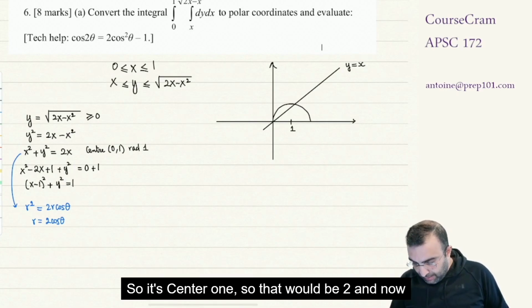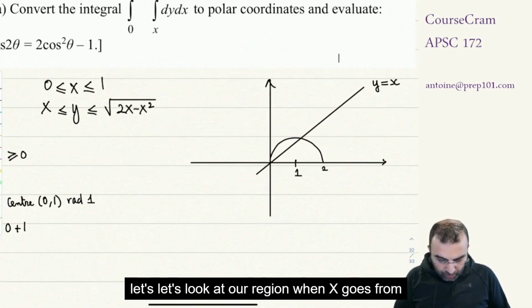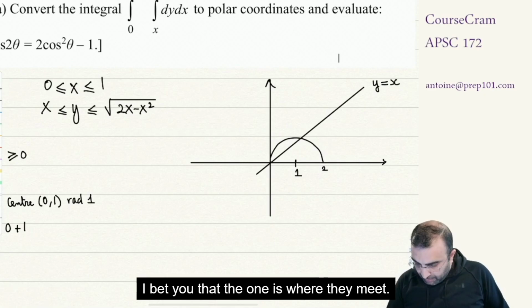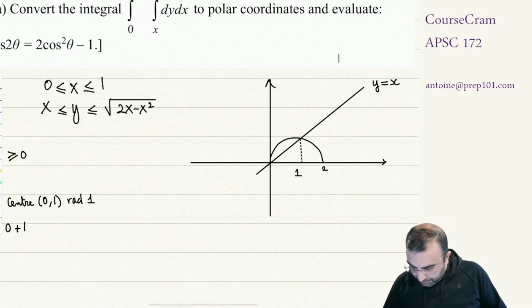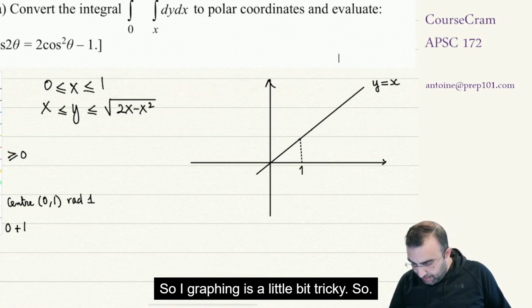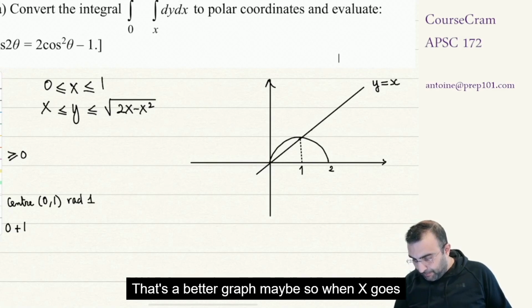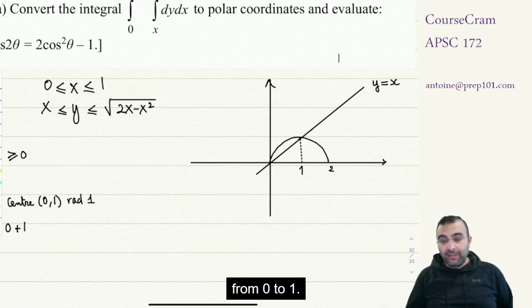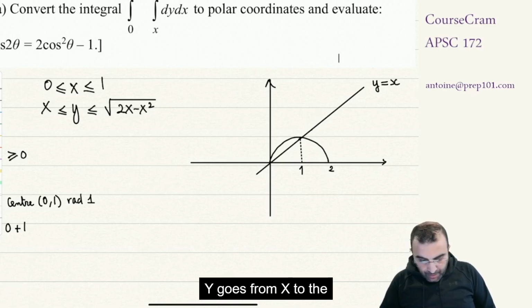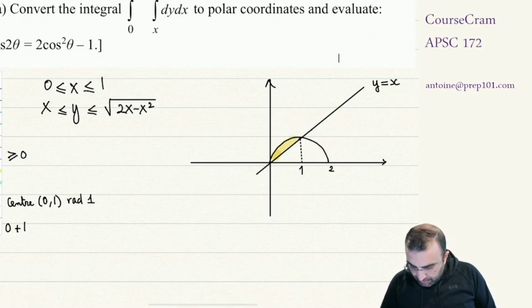So it's center 1, so that would be 2. And now let's look at our region. When x goes from 0 to 1, I bet you that the 1 is where they meet. So can I make this better? Sorry, graphing is a little bit tricky, so that's a better graph maybe. So when x goes from 0 to 1, y goes from x to the other curve. So y goes in here.